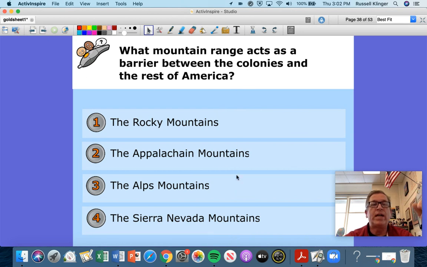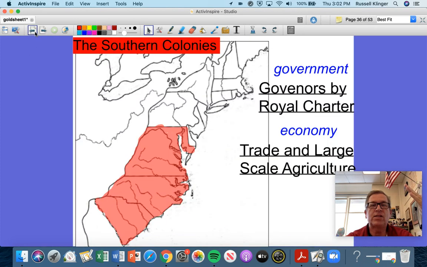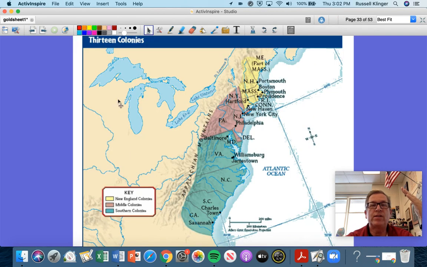There's a mountain range that separates the 13 colonies from the rest of the continent. And if I go back here to this slide, you'll notice that it's listed right along this slide. This mountain range is called the Appalachian Mountains. And it's a really, really important mountain range. In fact, it runs all the way along here.